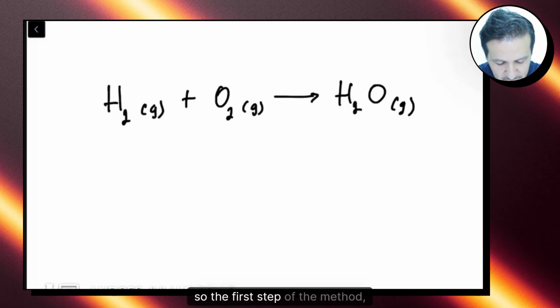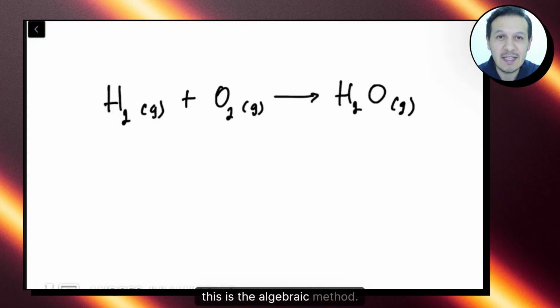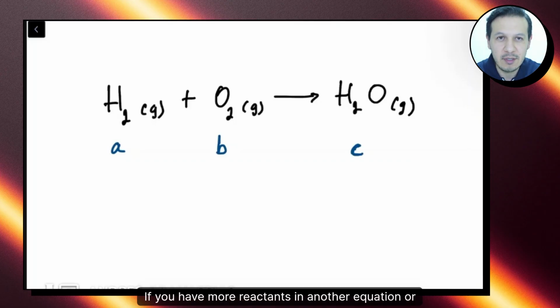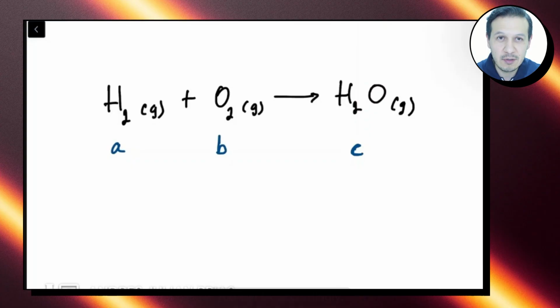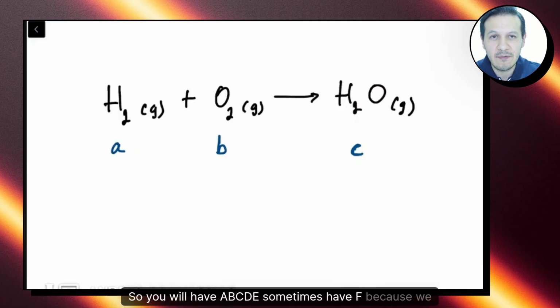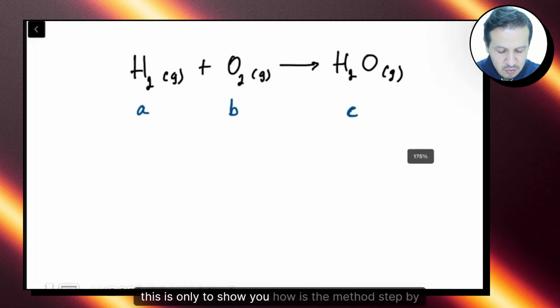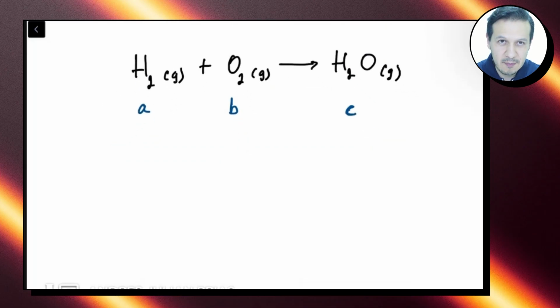So the first step of the method, and by the way, this is the algebraic method, is assigning letters to every chemical in the chemical equation. Here we have hydrogen, which will be A, oxygen will be B, and water will be C. If you have more reactants or products in another equation, you will adjust accordingly. So you will have A, B, C, D, E, sometimes F, depending on the chemical equation. This is only to show you how the method works step by step. So first step, assigning the letters.